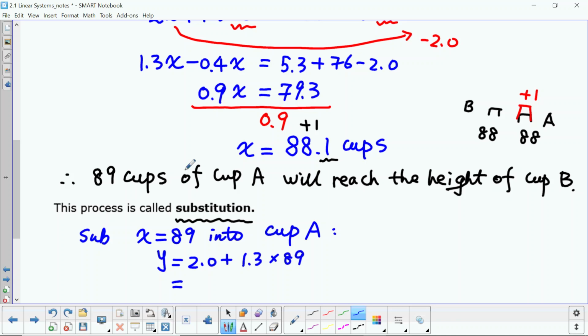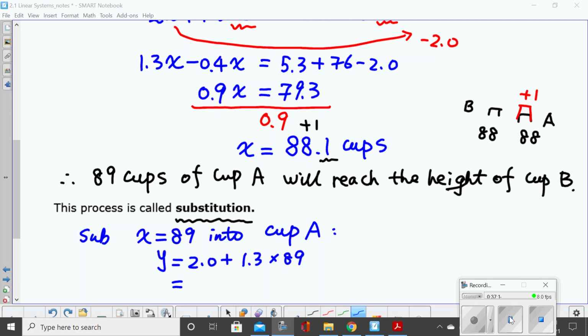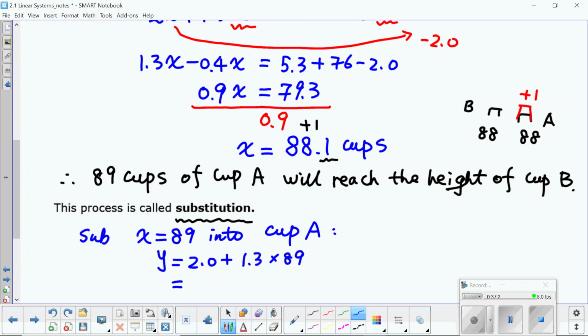So 2.0 plus 1.3 times 89 equals 293.7 centimeters. That is that. Okay.